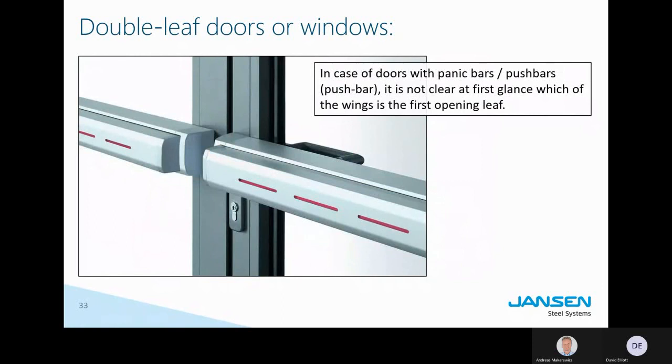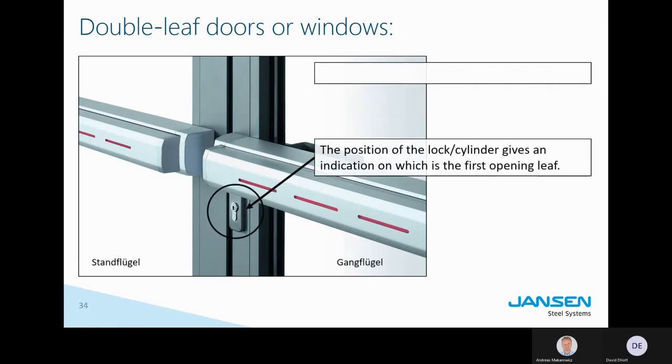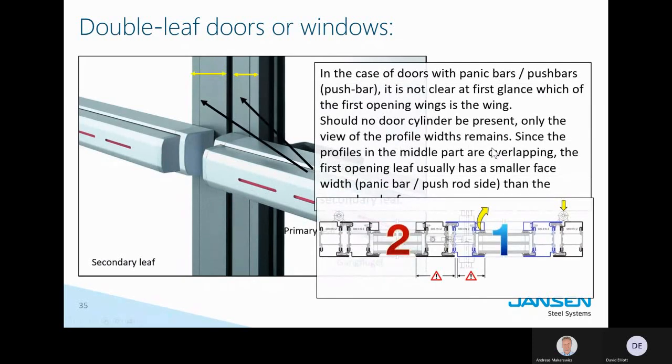When you have a full panic door with two push bars or push handles on both leaves, then it may be a little more complex to recognize the first opening leaf, but here the indication will be the cylinder. So the lock is an indication. It's on the first opening leaf. So here it's clear. When you don't have a lock, you will have to look at the width of the profile on the door leaf. The thinner profile will be the first opening leaf. The reason being, you see that here, the thinner profile will be the one on the inside.